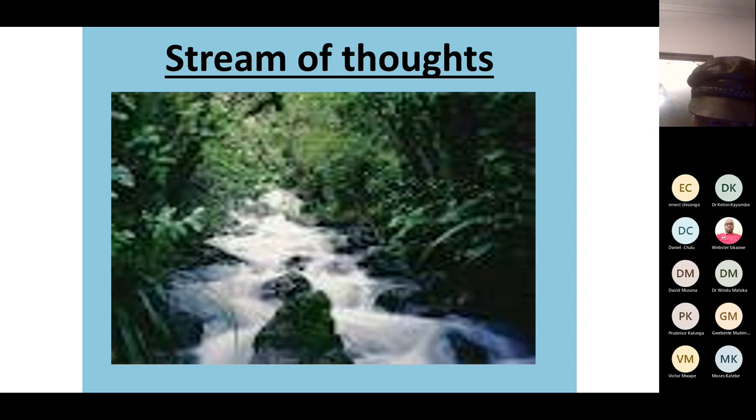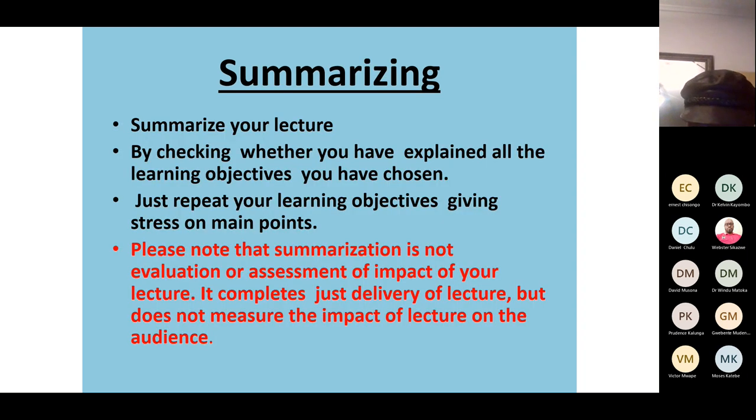So we look to the last one, which I call summarizing. Summarize your lecture by checking whether you have explained all the learning objectives you have chosen. Okay, so you go back, you have explained all these things. So you reflect, okay? In this lecture, we discussed this, we discussed this, we discussed this. So now you check whether you have explained all the learning objectives.